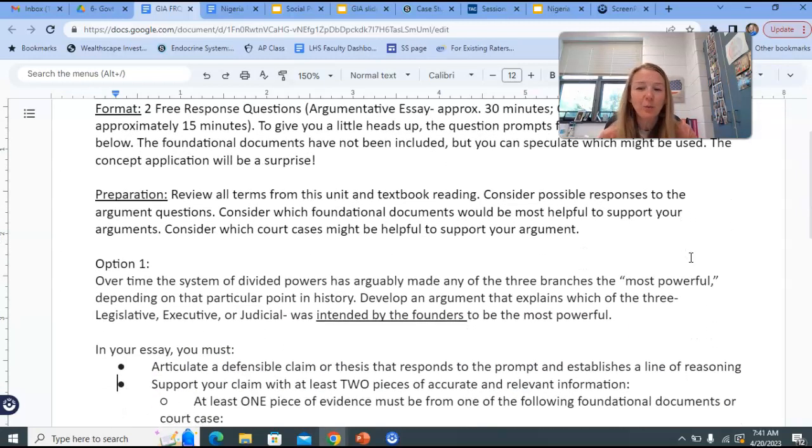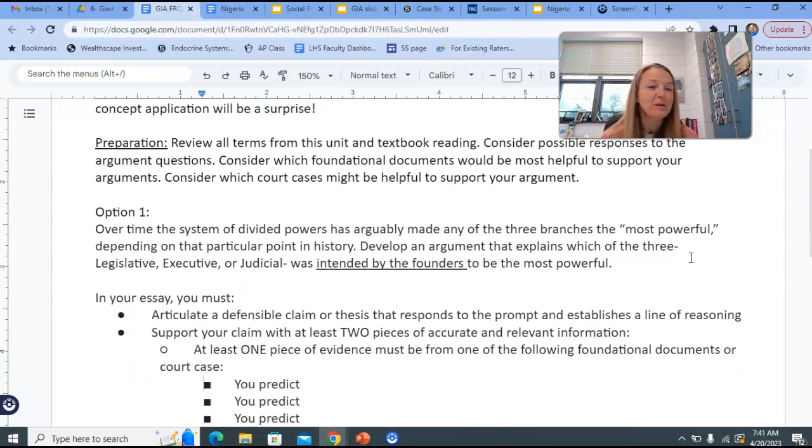Okay, so option one is here. Over time, the system of divided power has arguably made any of the three branches the most powerful, depending on that particular point in history. Develop an argument that explains which of the three, legislative, executive, or judicial, was intended by the founders to be most powerful. Notice I have underlined intended by the founders, so you are not writing about which one you think is the most important. You are writing about the intent of the founders. What did they plan when they actually wrote this document?